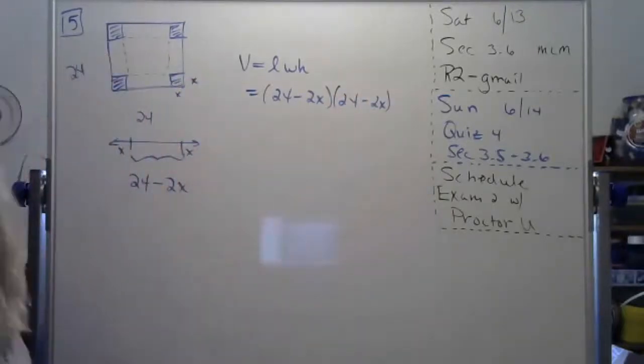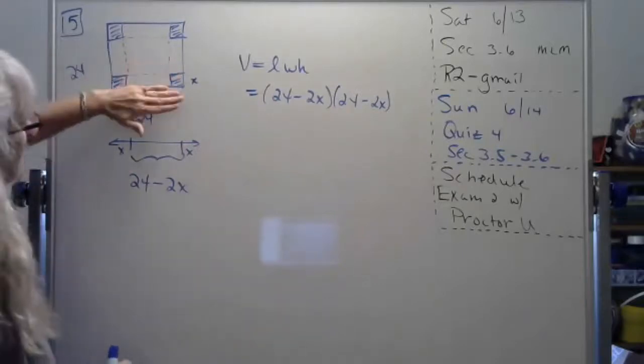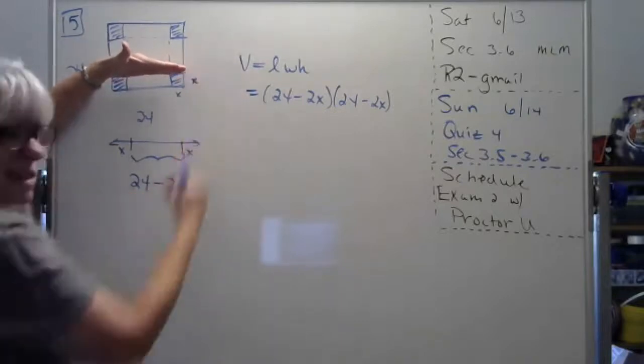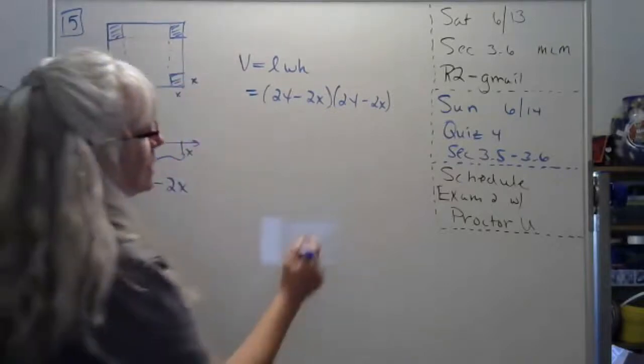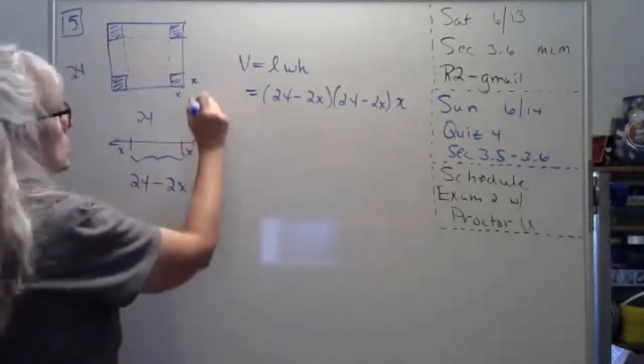Now, what about the height of the box? How tall is this box? Well, if we cut out this little X and then fold this piece up, isn't this X that we cut out the height? This is visually hard. And there it is. So there's our volume in terms of X.